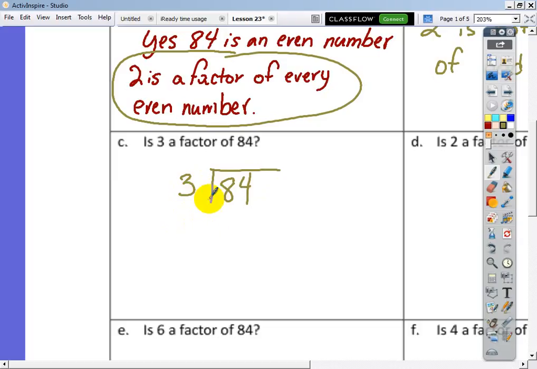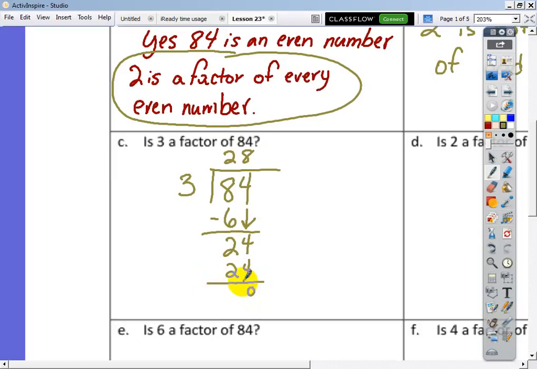Okay, 3 times 2 gets me as close as I can get, which is 6. Now I have to subtract 8 minus 6, and that gets me 2. And that's smaller than the 3, so I know that works. So I always check and say, is 2 less than 3? Yeah, okay, so I've got enough. Now I'm going to put my arrow here and bring down my 4. Will 3 go into 24 exactly? Yeah, 3 times 8 is 24, and 0, no remainder. So I've proven it.